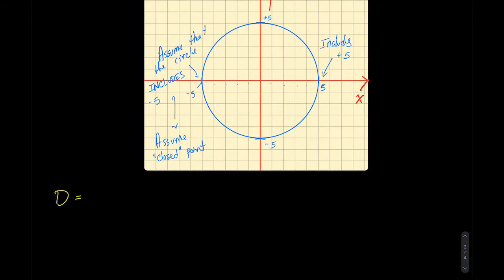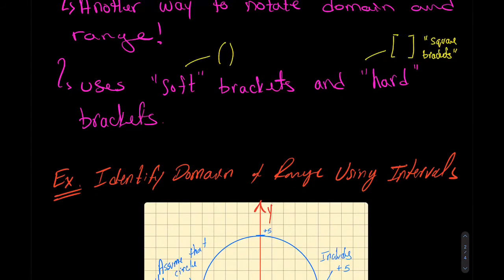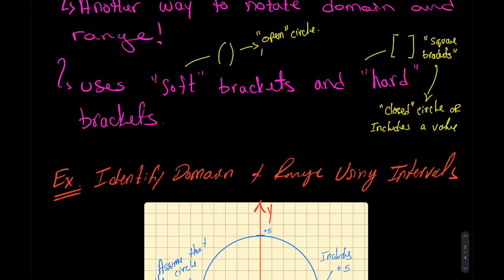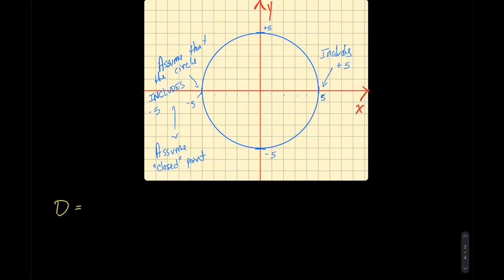And the way that we're going to write this, if we assume a closed point on our domain, is we're going to use the square brackets. So this is for the closed circle, or includes a value. And then this one, you can guess, is for the open circle. Does not include value. It includes everything up to that value, does not include value.